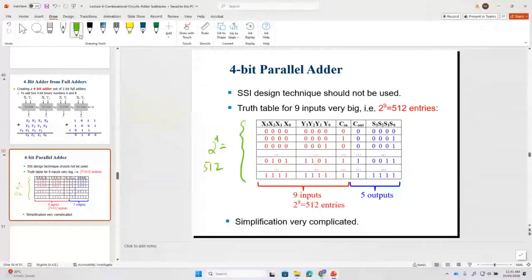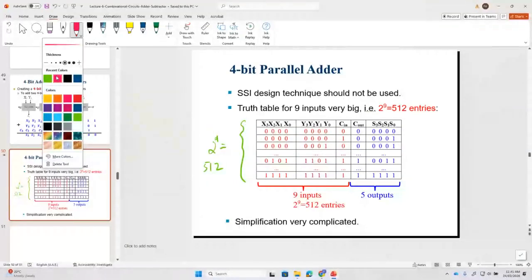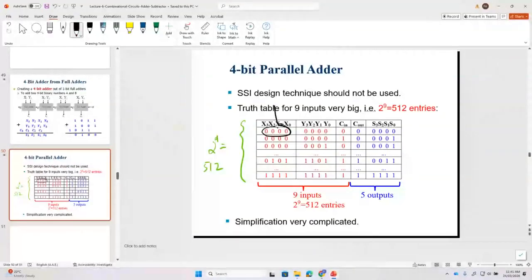And the first combination. Now if you look at the first combination, so we are adding this. What do you mean? This is my 0 and this is my 0. When we add 0 plus 0 and C in is 0, my sum is 0 and C out is 0. Okay.